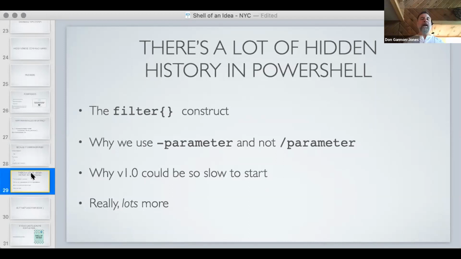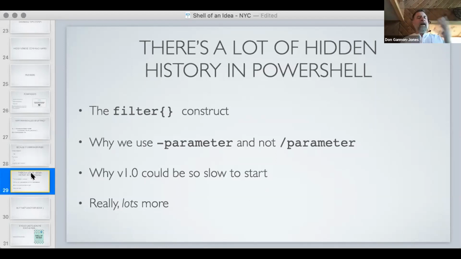Why do we use minus parameter and not backslash parameter? Keep in mind that one of the goals here was to appeal to Unix people. And a lot of Unix commands use a backslash to denote a command line parameter. But Windows uses backslash as a file path separator. And they wanted to be able to use backslash or slash. So people from Windows would feel comfortable, people from Unix would feel comfortable, everyone would feel comfortable. And so we got a minus.